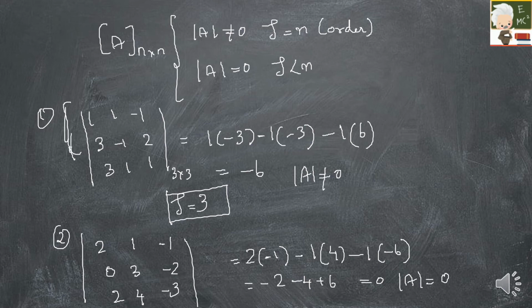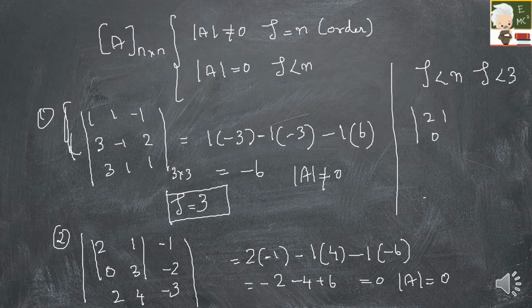So now your rank is less than the order, so it should be less than 3. How to find it? Next you have to take a determinant of this minor and find whether it is equal to 0 or not. If I take the determinant for 2, 1, 0, 3, it will be 6 minus 0, which is not equal to 0. So here your rank would be 2. If you have a 3 cross 3 matrix, and your determinant is equal to 0, then take the determinant of this minor and check whether it is equal to 0. If it is not equal to 0, then the rank of your matrix is 2. This is how you do it.